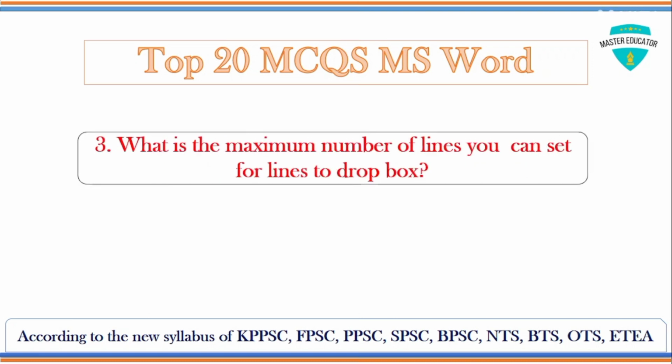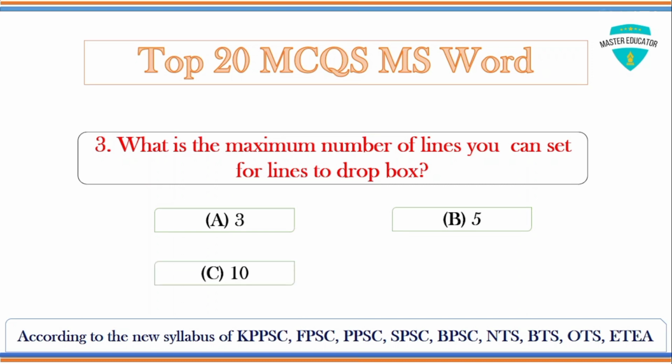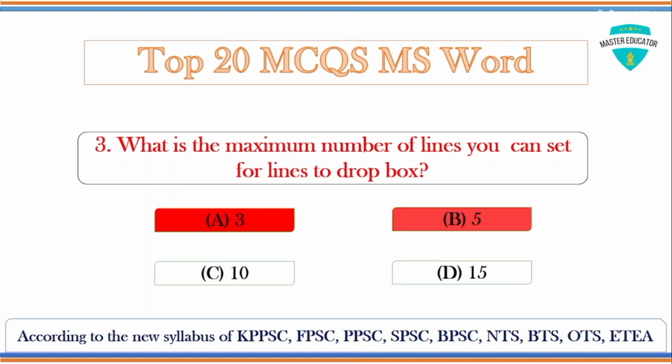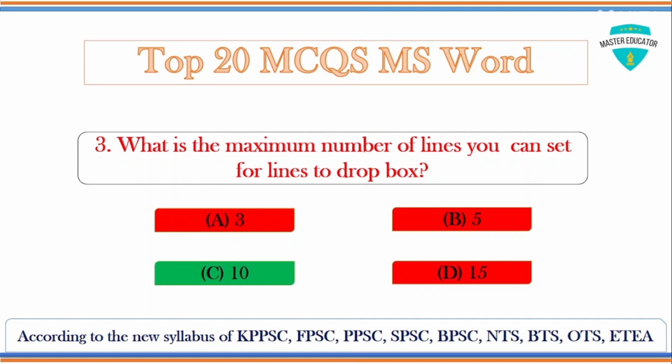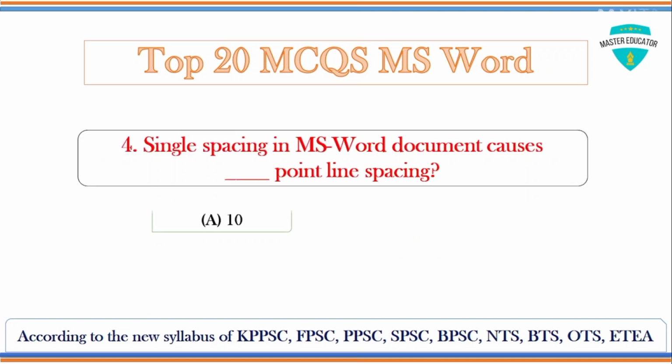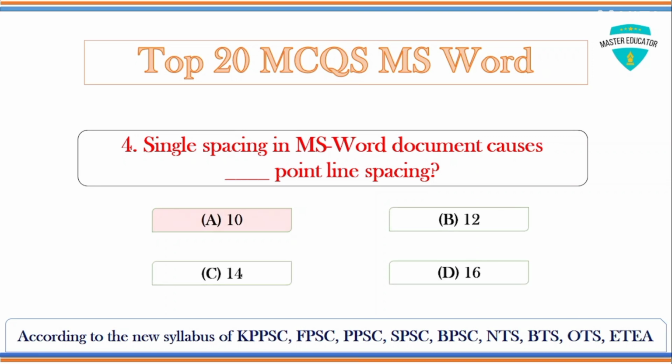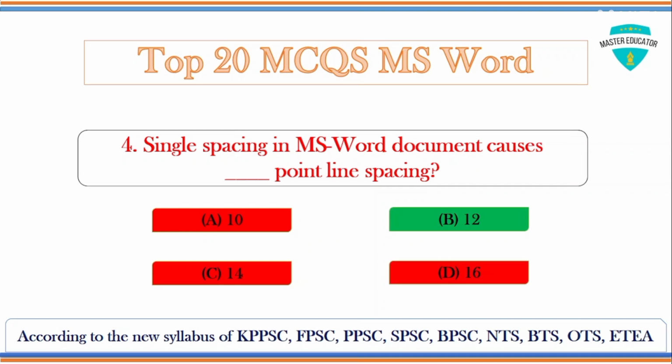Number 3 MCQs. What is the maximum number of lines you can set for Lines to Drop box? Option A 3, option B 5, option C 10, option D 15. The correct option is option C, which is 10. MCQs number 4. Single spacing in MS Word document causes dash point line spacing. Option A 10, option B 12, option C 14 and option D 16. The correct option is option B, which is 12.